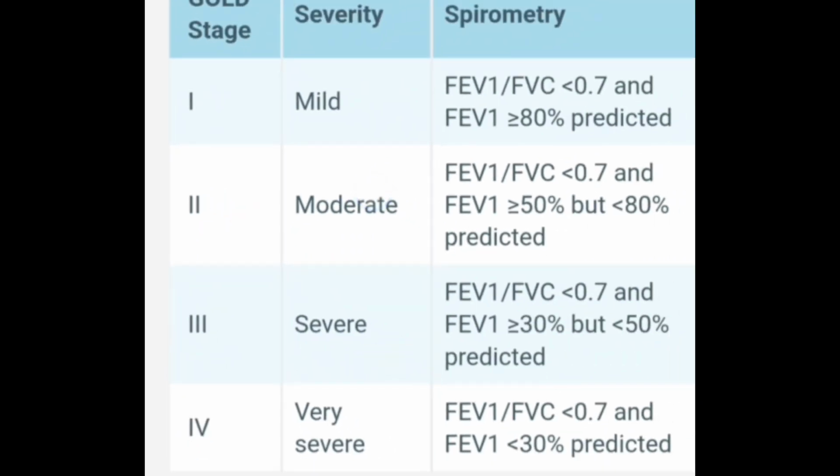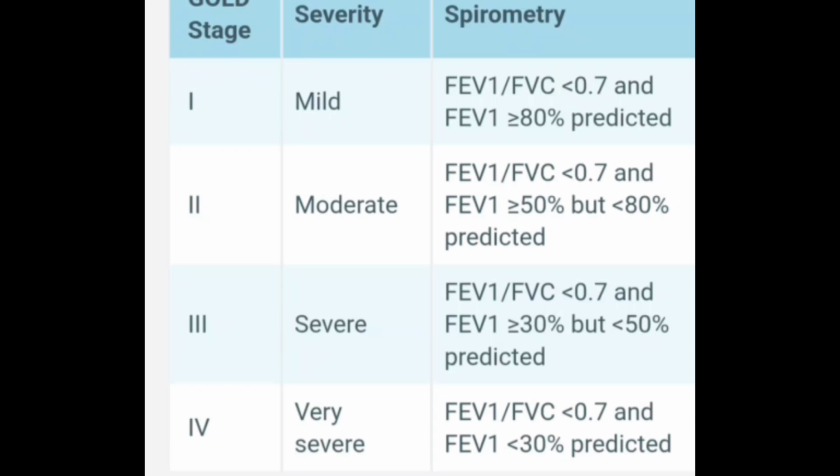So the first thing is very simple, easy. Now you all have to remember that an FEV1 by FVC value of less than 0.7 means COPD, irrespective of the stage. FEV1 by FVC less than 0.7 is the same for each stage of the GOLD staging of COPD.